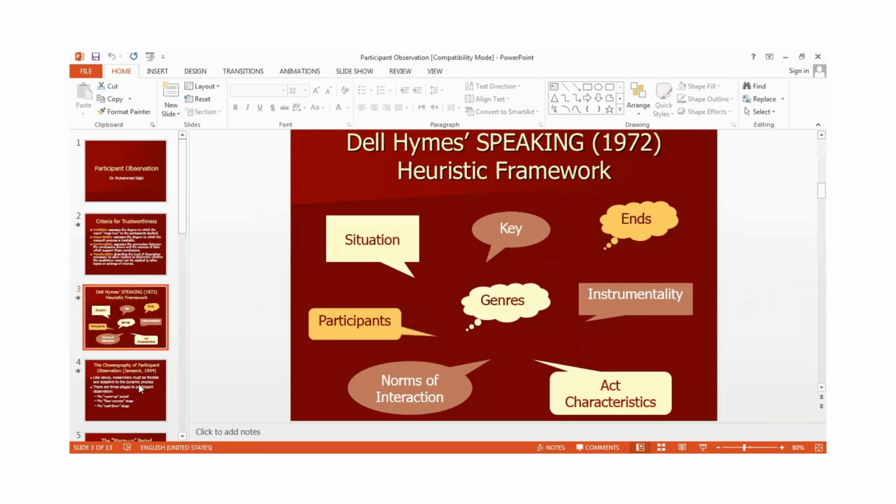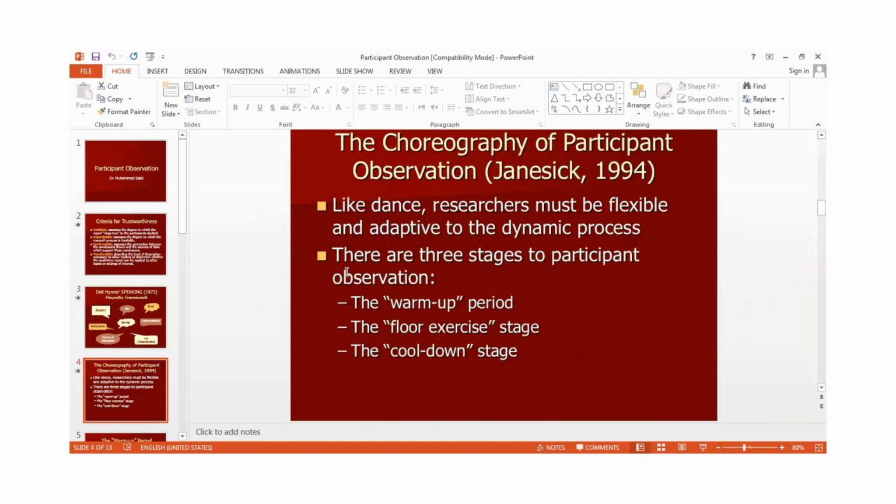The next is that there are three stages of participant observation. Like a dance, the researcher must be flexible and adaptive to the dynamic process. So there are three major stages of participant observation according to Janik 1994. The first is the warm-up period, the second is the floor exercise stage, and the third is the cool-down stage.